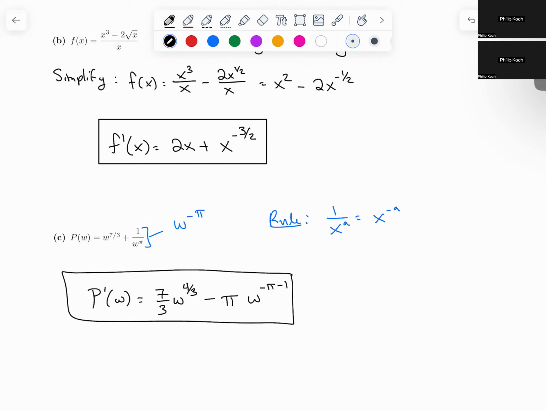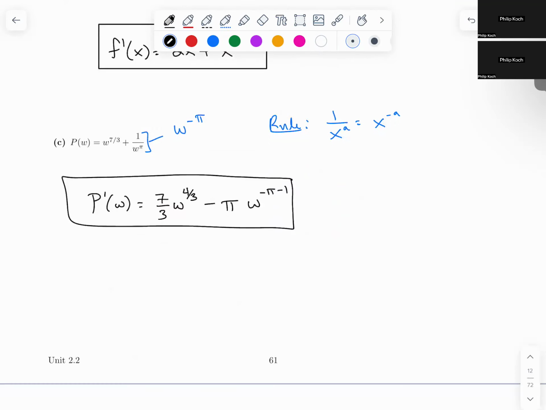Please don't write the approximation. Leave it in exact form. So don't write negative 4.14159. Don't write that. Just write negative pi minus 1. Cool? All right.